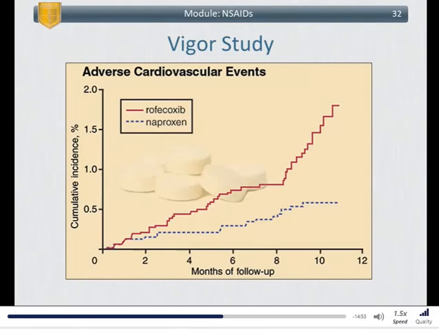So in the days of Vioxx, which is rofecoxib, there was a large study called the VIGOR study that showed that over time, those patients developed higher and higher risk of cardiovascular events. And that led to it being taken off the market, and similarly with Bextra. Naproxen also shows some elevation because all anti-inflammatories do, but not nearly the same as the VIGOR study showed for rofecoxib or Celebrex.